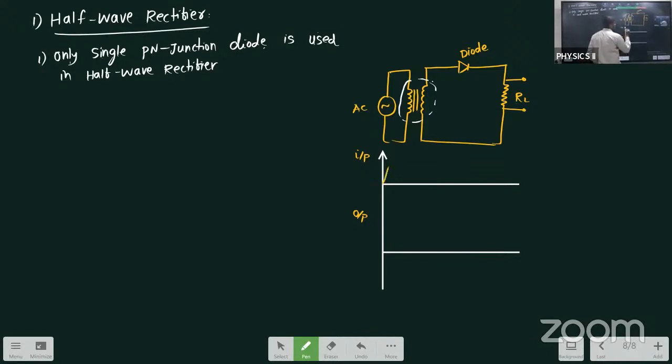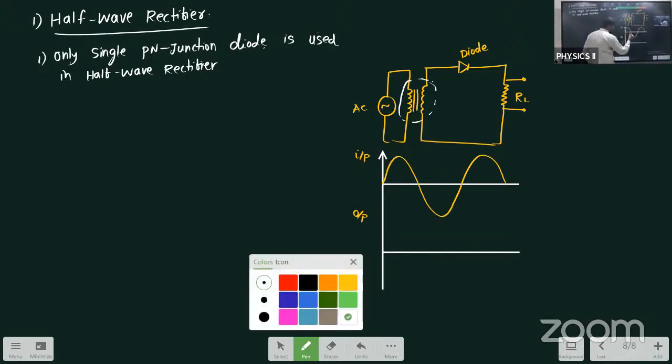Assume that the input voltage is going something like this. Now let us see what will be the output. Output कैसा आता देखेंगे हम लोग यहाँ पे.